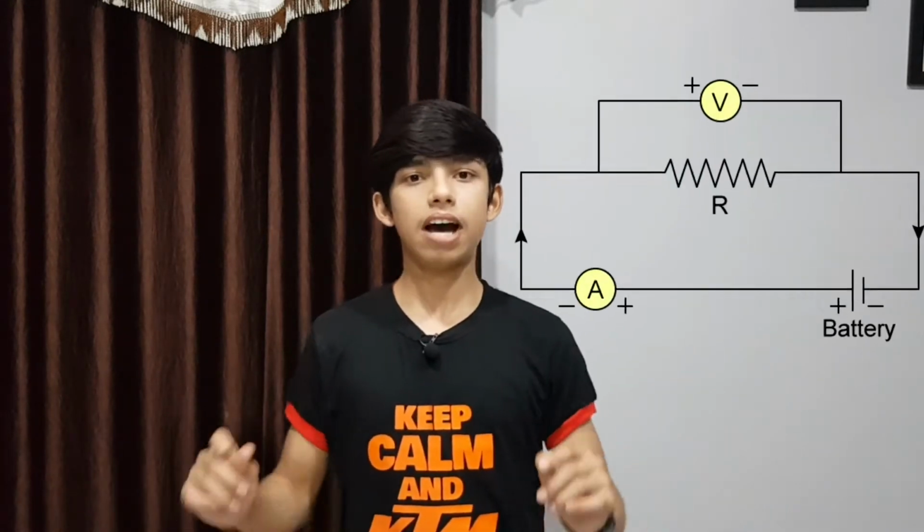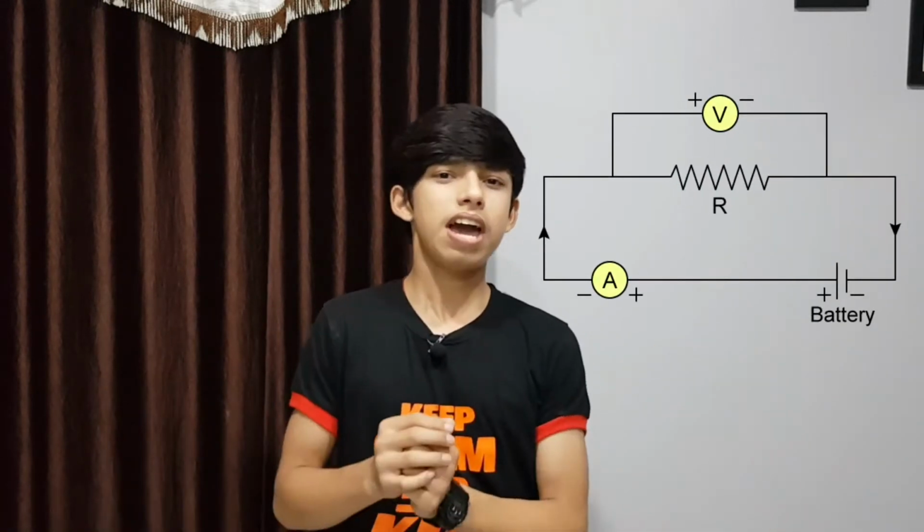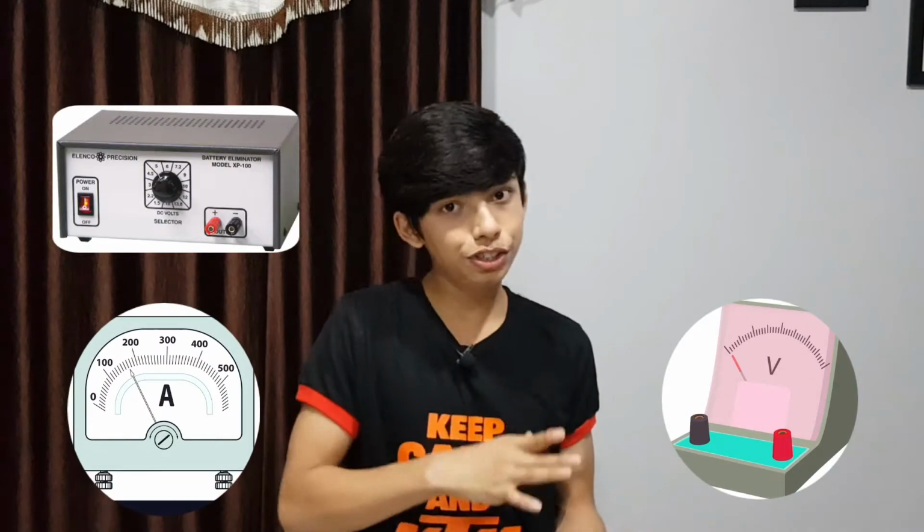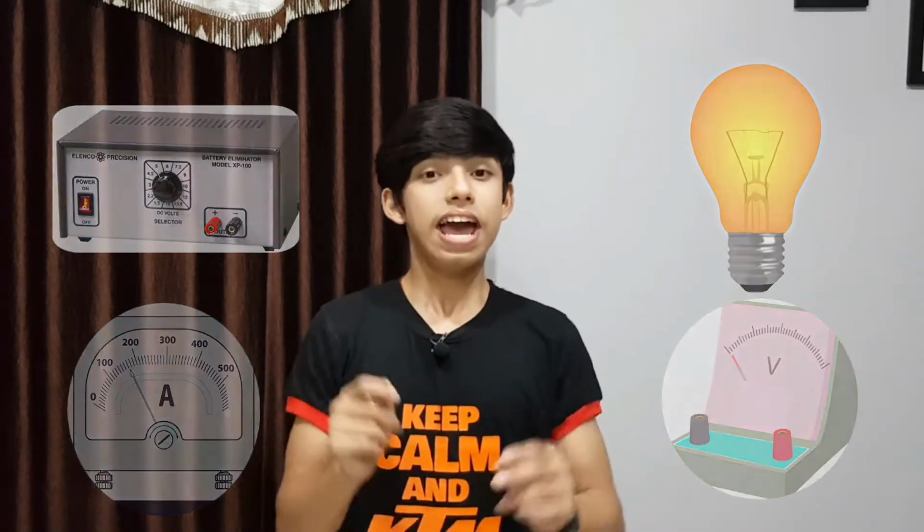So here we have a very simple looking circuit. We have one battery. By the way, here we have a variable battery. Variable means that we can change the voltage according to us. This device is also called an eliminator. So here we have one eliminator, one voltmeter, an ammeter, a switch, and also one bulb. And after that we have a wire which is connecting all our elements together. So that is very clear.